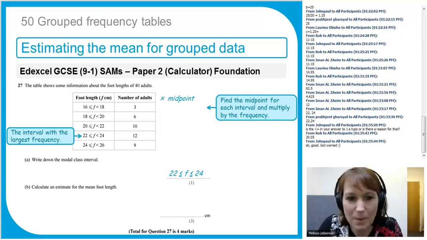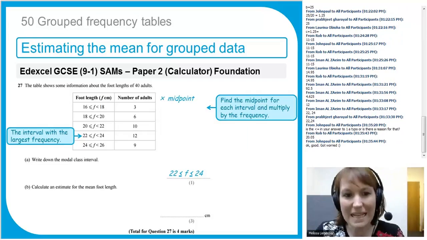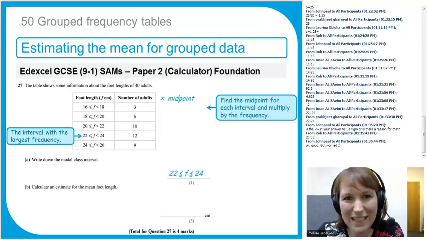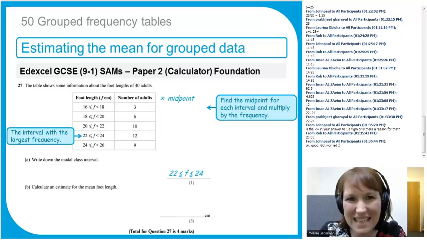Now the midpoint for each of these intervals is quite easy. I'm not going to do 16 plus 18 and then halve it, because I know that halfway between 16 and 18 is 17. I know that halfway between 18 and 20 is 19, and so on, because there's only a gap of 2 between each of these ranges. So if it's quite easy, just write it straight in. If it was between 10 and 20, you know that halfway between 10 and 20 is 15. So if you can work it out easily in your head, then just do it that way.